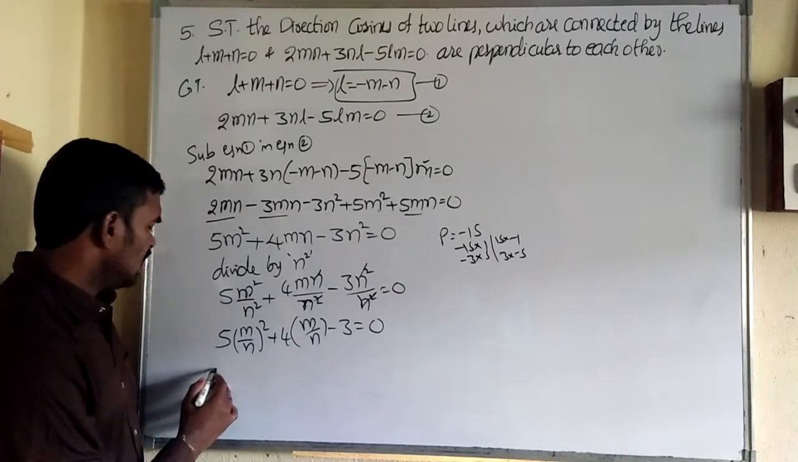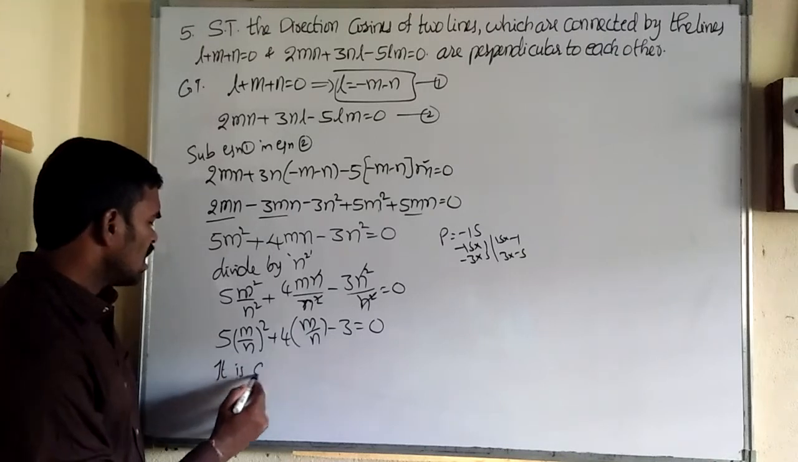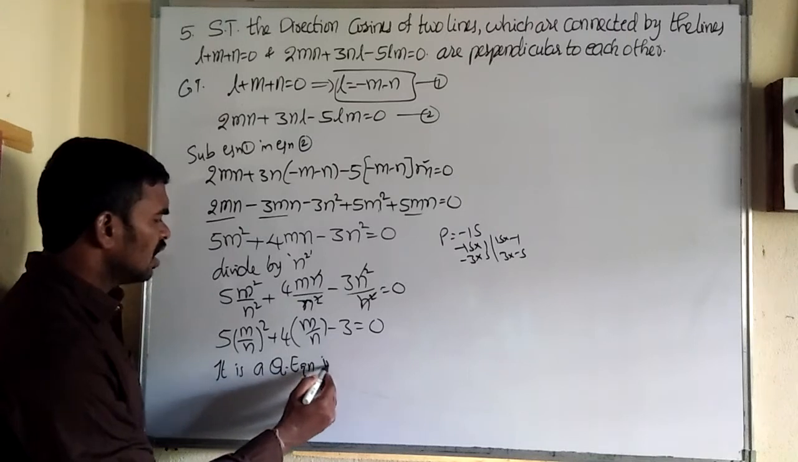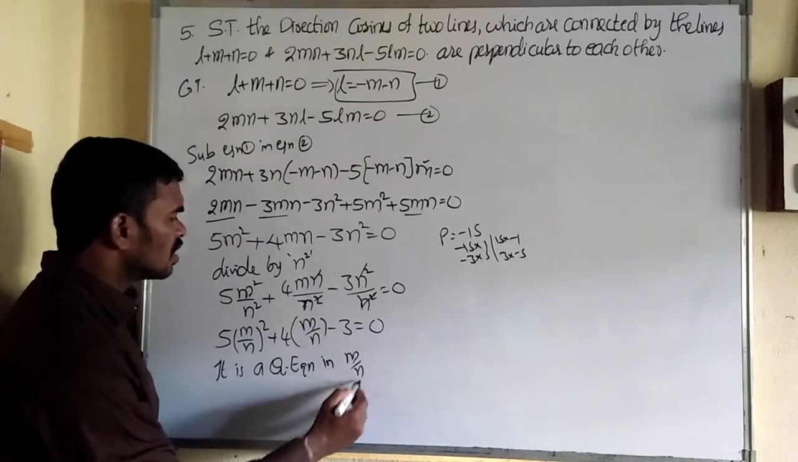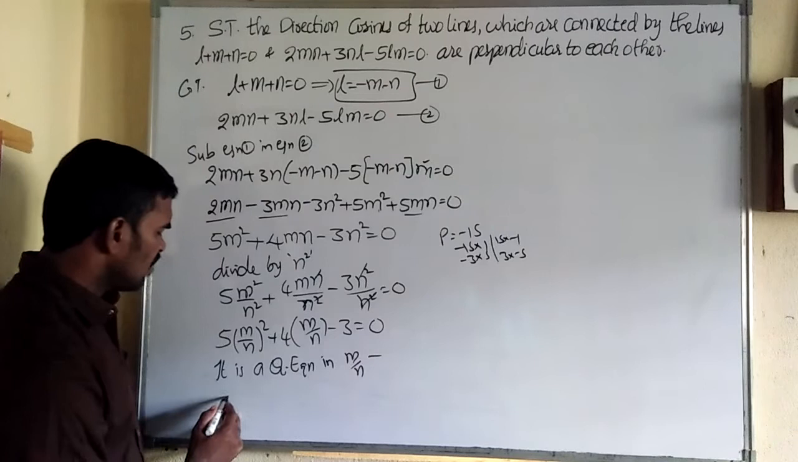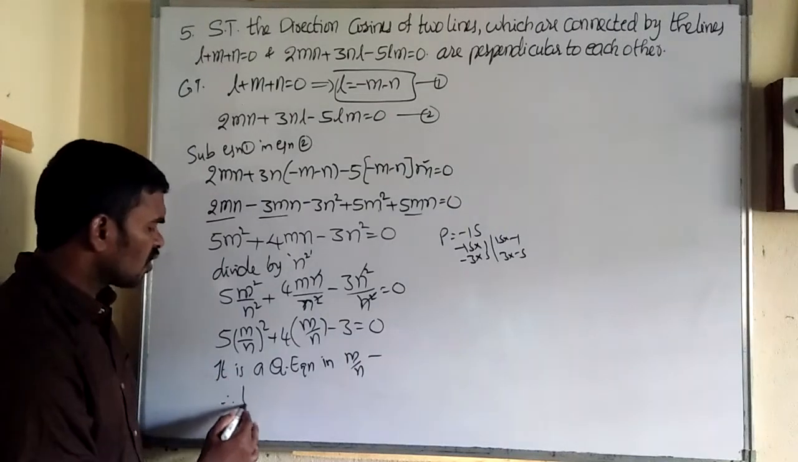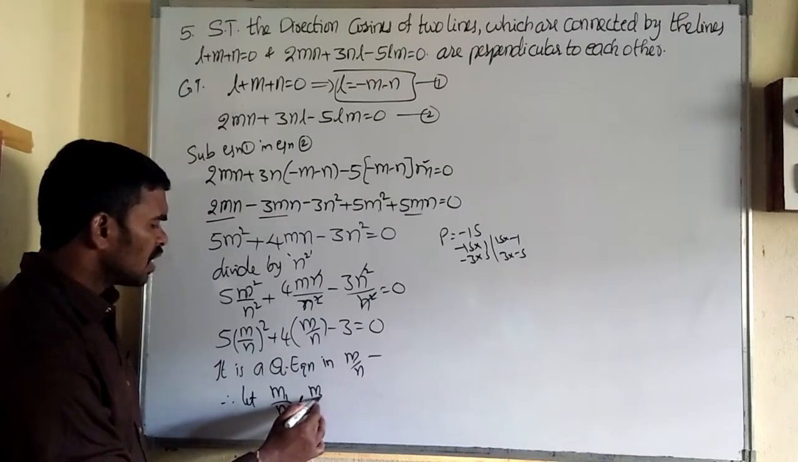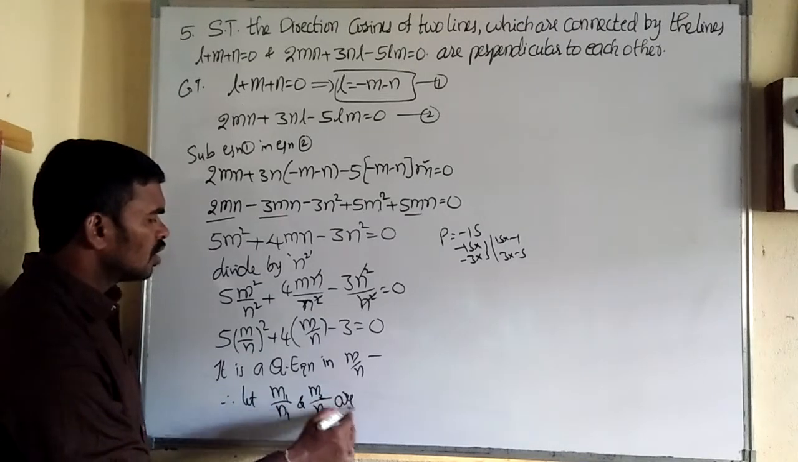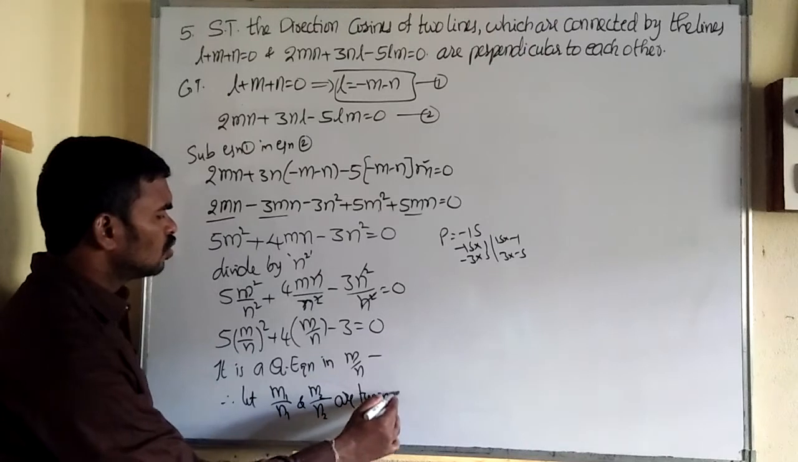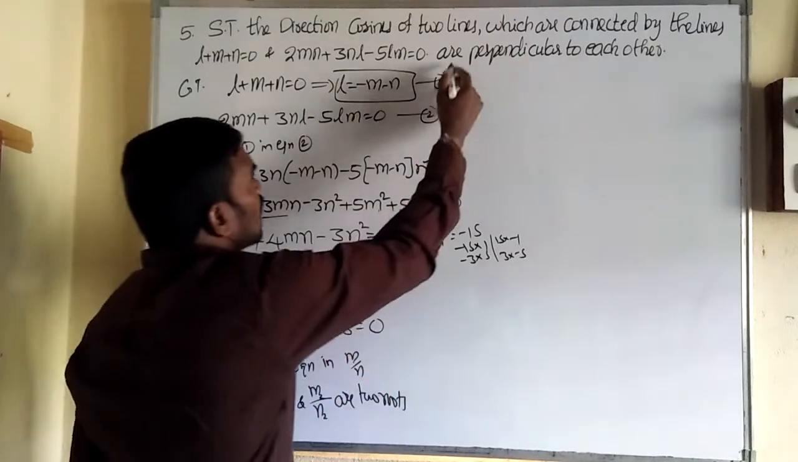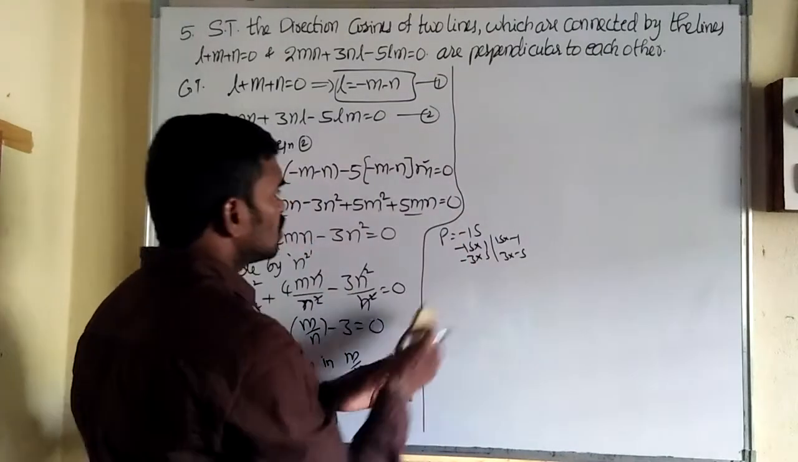Which equation? It is a quadratic equation in the variable m/n. So what are the roots? It has two roots. Let the two roots be m1/n1 and m2/n2. I have taken them. Is it clear?